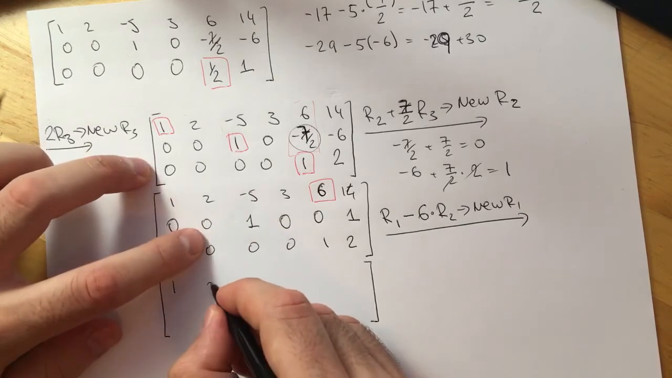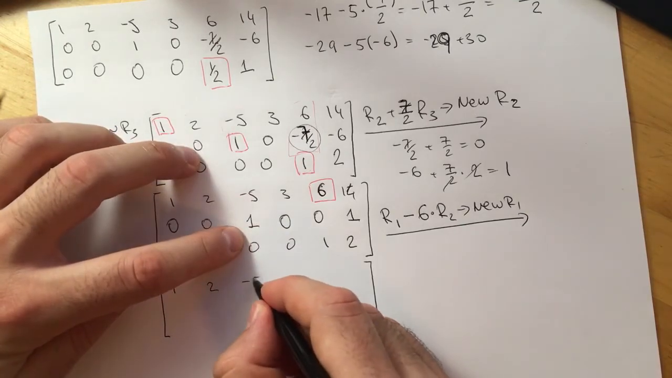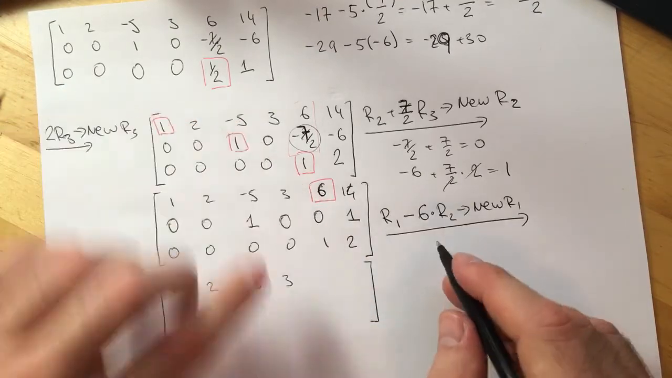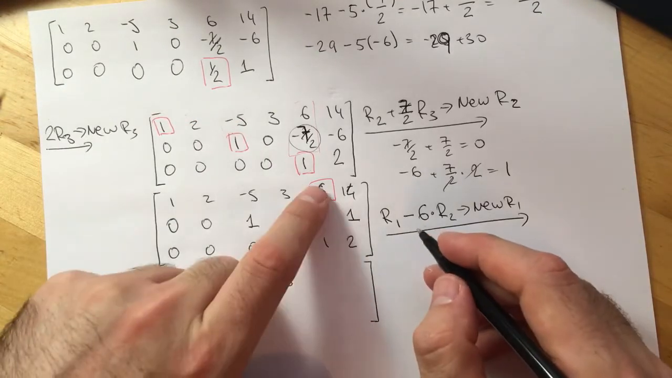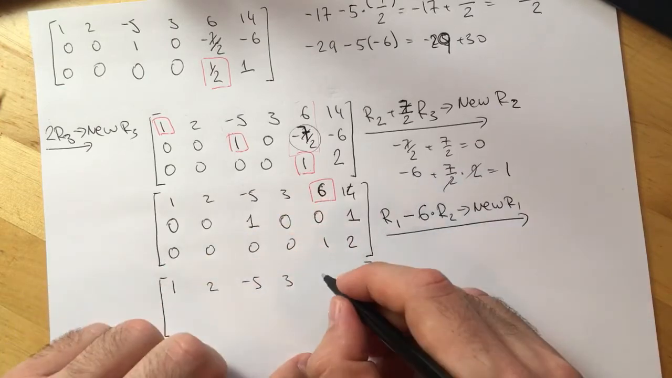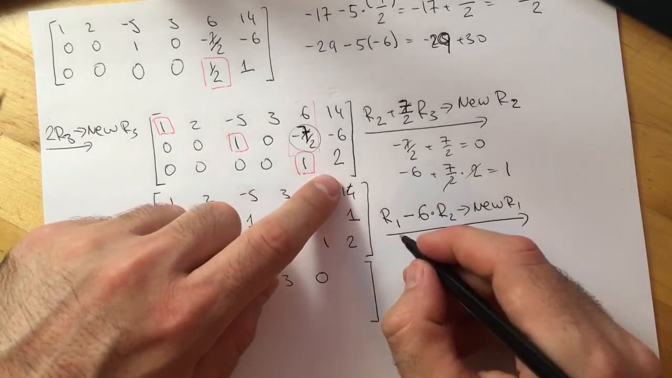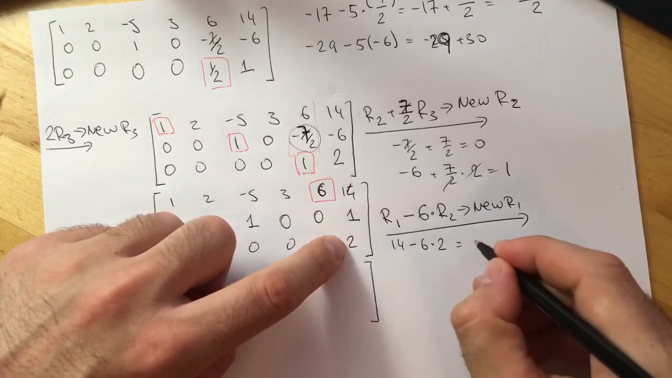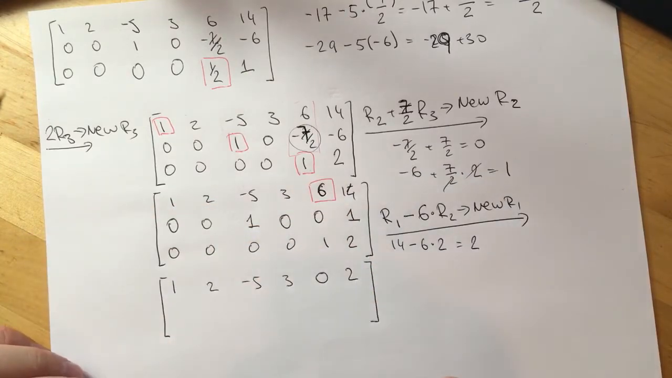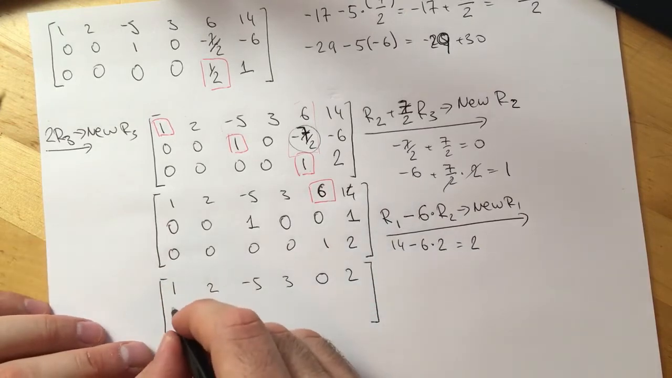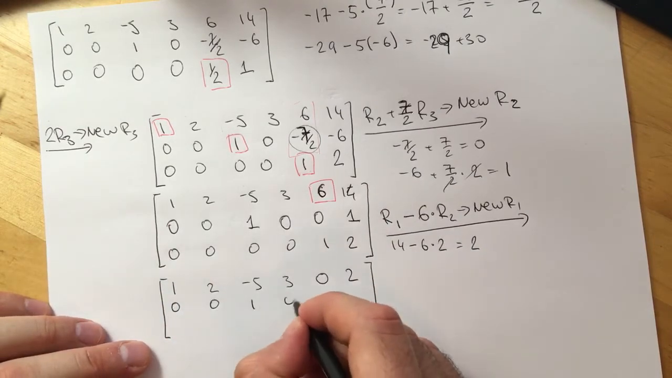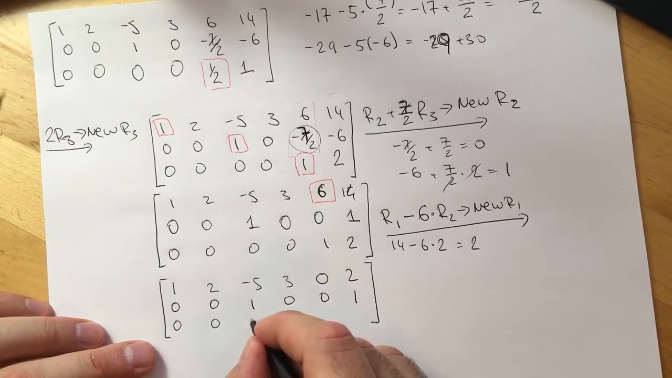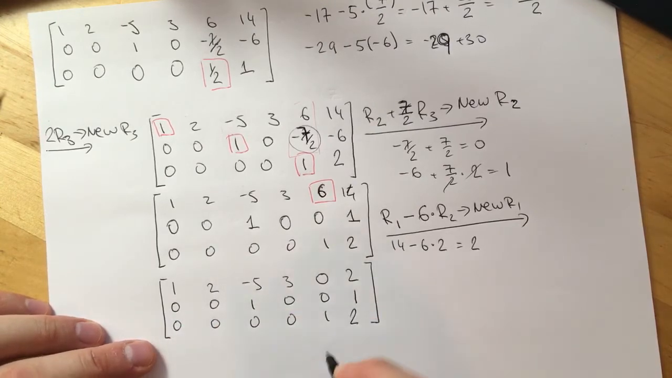2 minus 0 is 2. Negative 5 minus 0 is negative 5. 3 minus 0 is 3. 6. And now for the first time I have 6 minus 6 times 1. 6 minus 6 is 0. And 14 minus 6 times 2, well, that's equal to 2. And then copy the last two rows, 0, 0, 1, 0, 0, 1, and 0, 0, 0, 0, 1, 2.